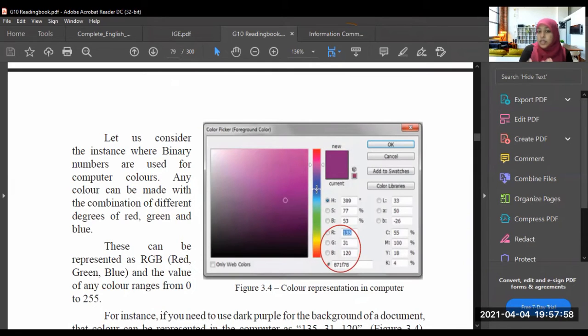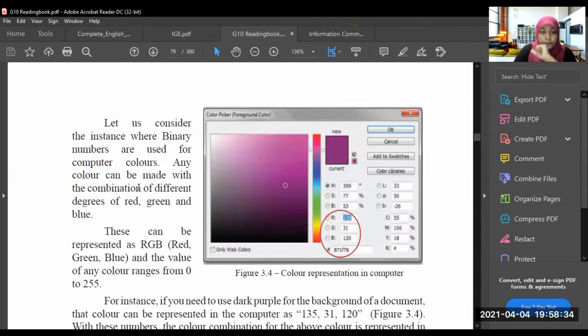Likewise, when we use colors in the computer, these colors also have binary numbers. It differs, not the same, right? For example, the binary translation of the capital letter A in the computer and the binary translation of the simple letter a are different, not the same. You should understand that, right? Likewise, the colors also have different binary numbers.